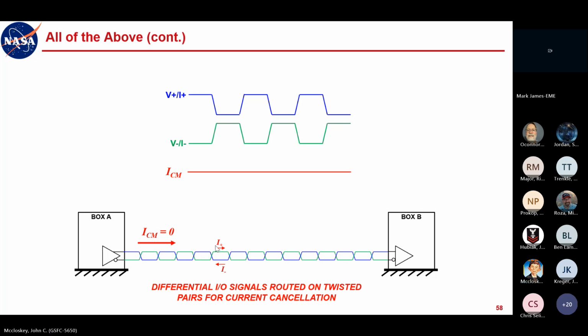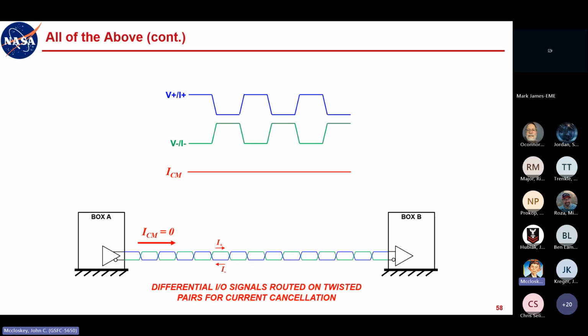So when everything is perfectly lining up, you have your balanced differential interfaces, you've got a twisted pair of wires, then your common mode current should be zero. The currents are always balanced and all is well. And we all live happily ever after. And do you believe me if I tell you that's the end of the story?